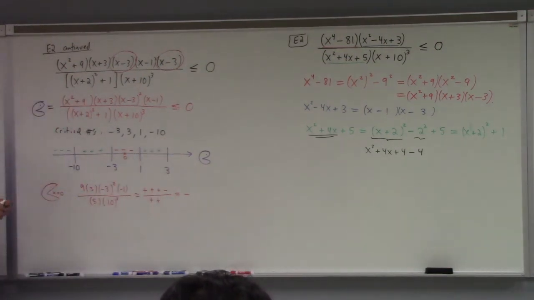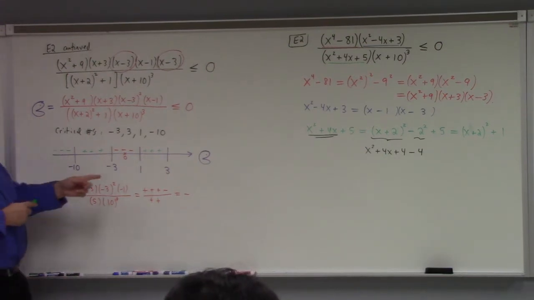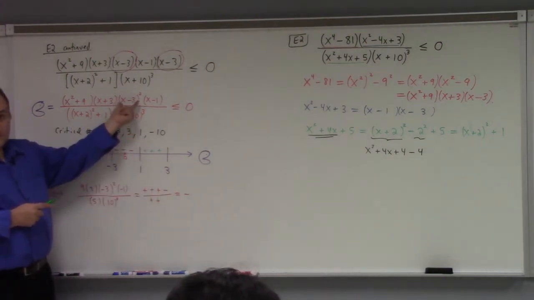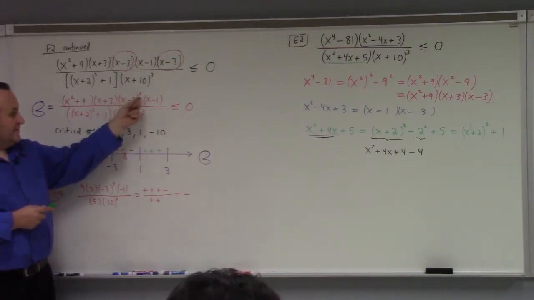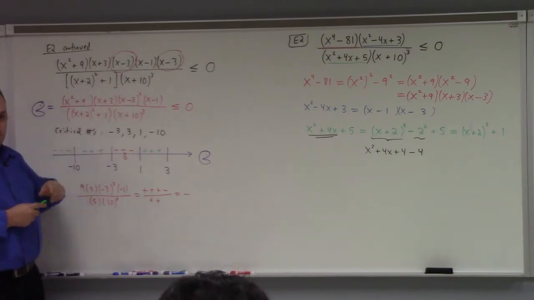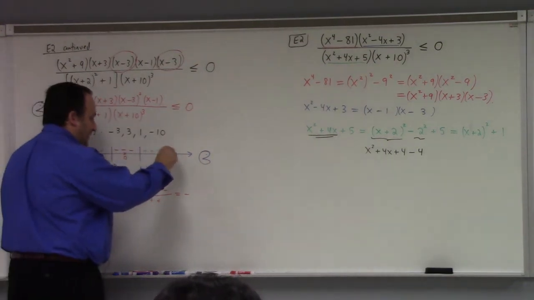All right. Then what? How about 3? Where's this 3 coming from? Well, this 3 is coming from this x minus 3 squared. That is not an odd power, right? Square is an even power. That means we do not flip signs. We just keep the same sign. We go plus to plus.